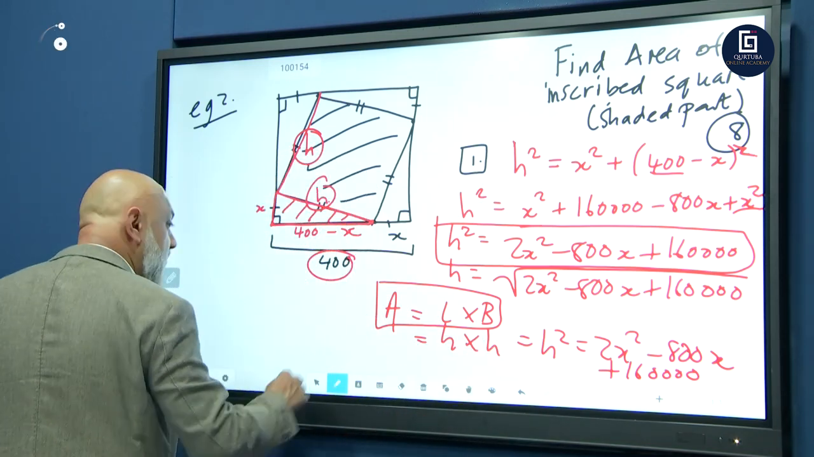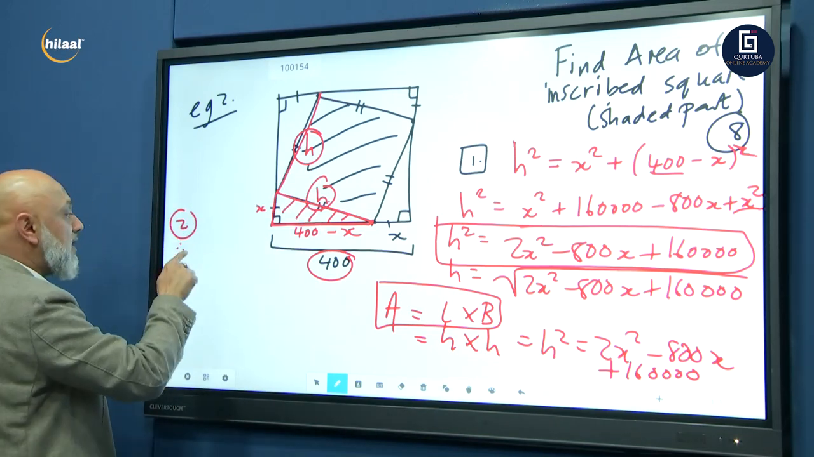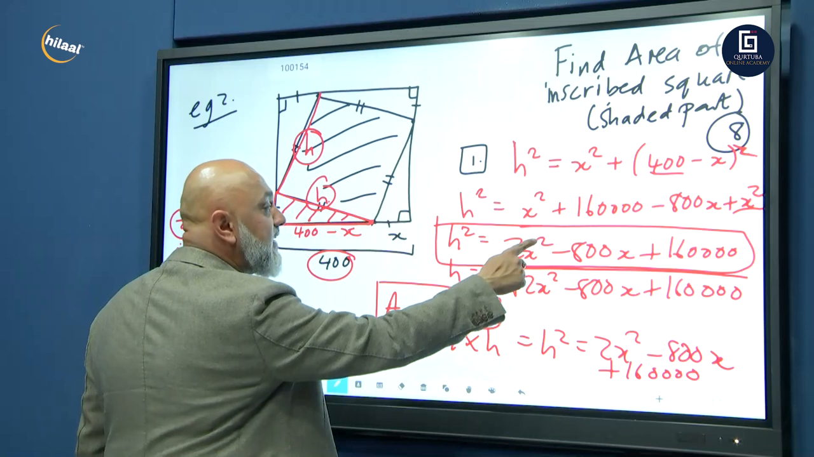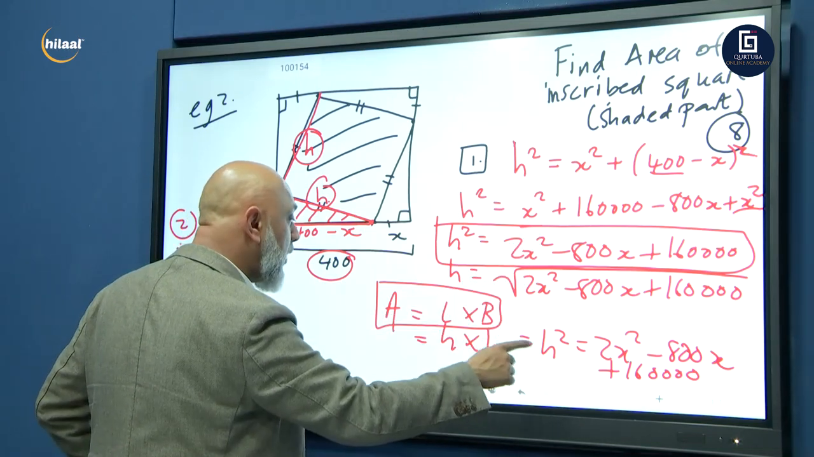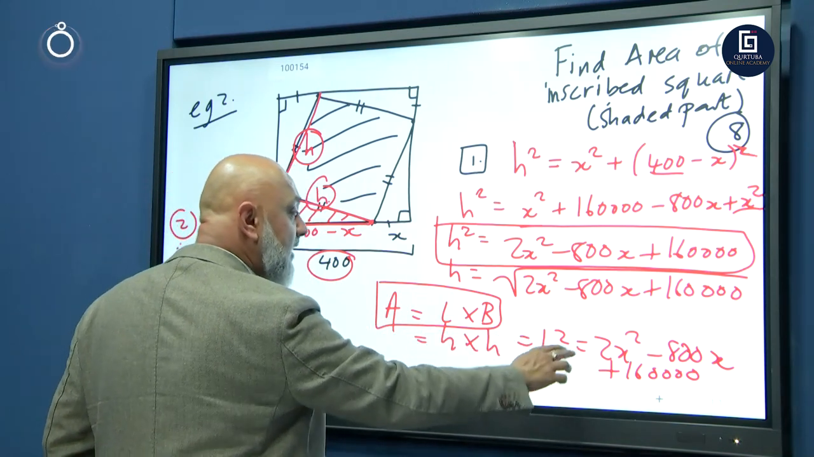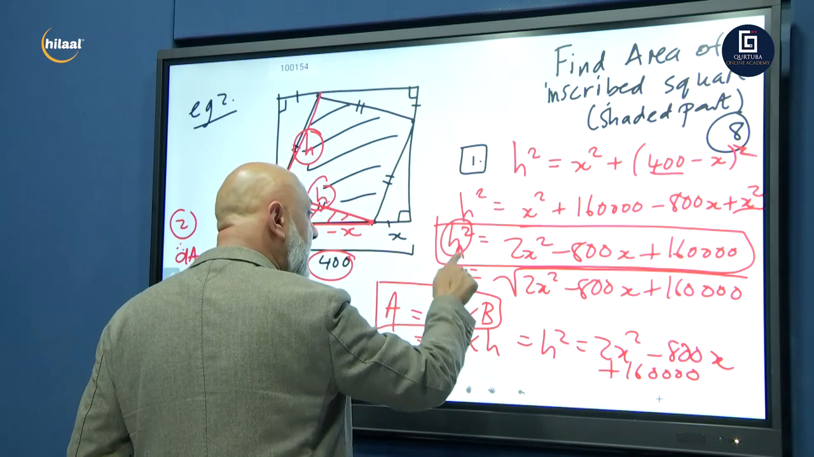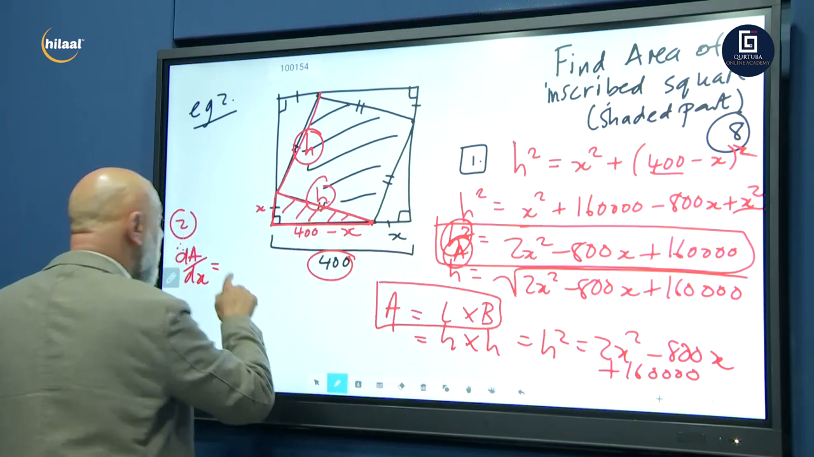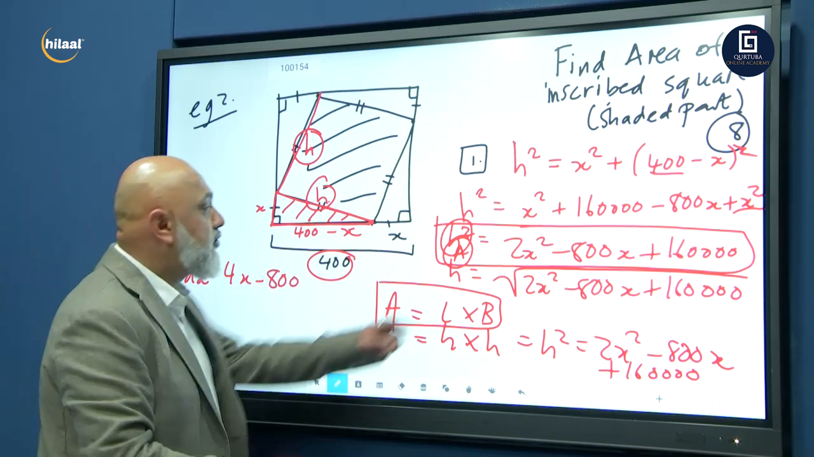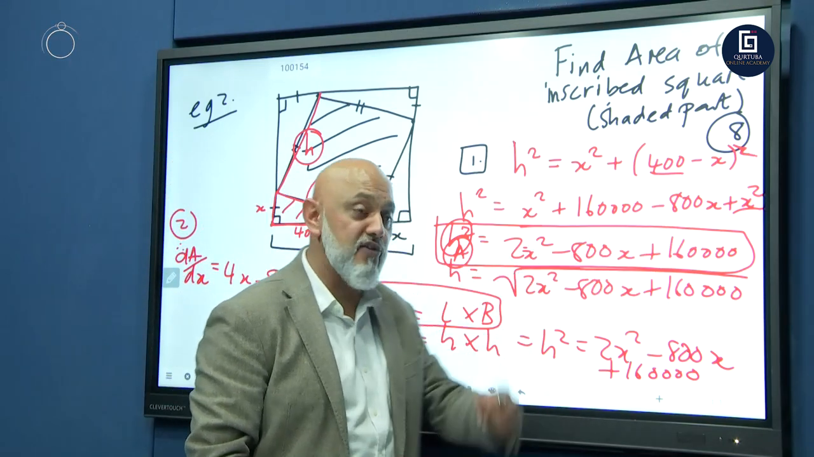Right, so step number two. That was step number one. Step number two, I'm going to say, therefore, dA over dx is going to equal to, let's find the derivative of this. What do we have here? We got area is equal to, remember, what was our area? 2x squared minus 800x plus 160,000. Remember, h squared was our area. So what are we going to do? 2 times 2, what am I left with? 4x minus 800. Am I right? 2 times 2 is 4x minus 1 times 800 is 800. The 160,000 will fall away.